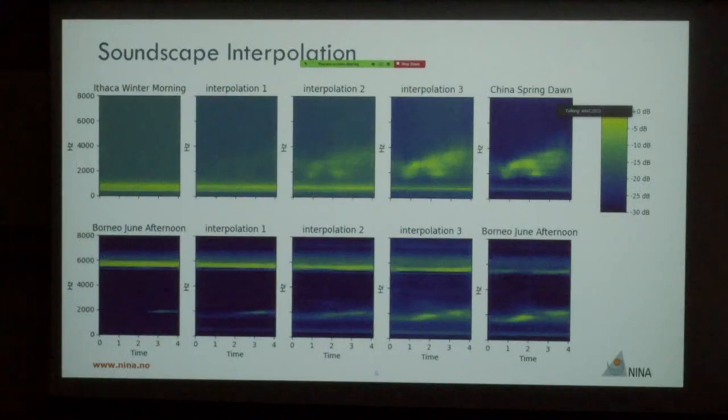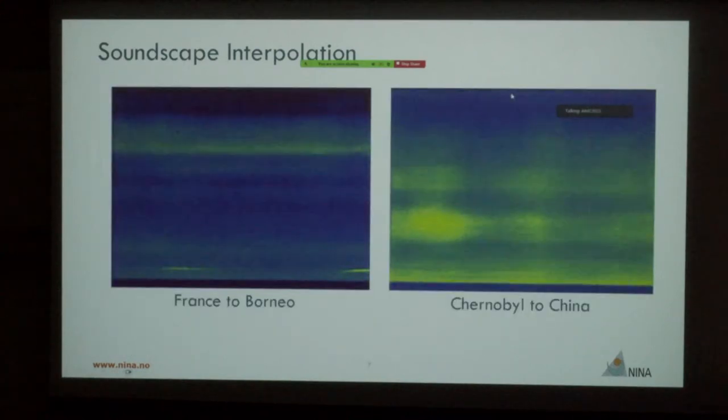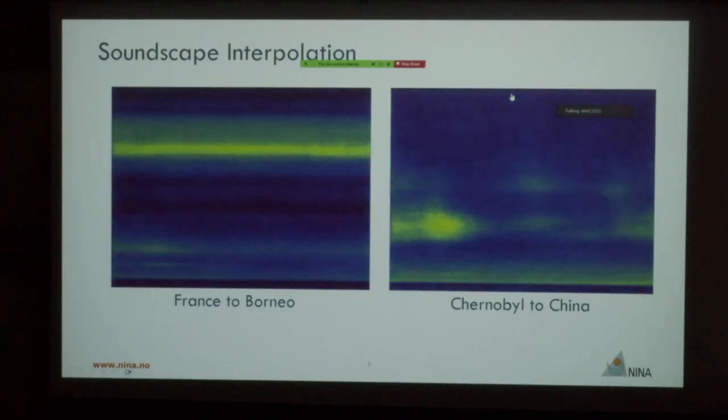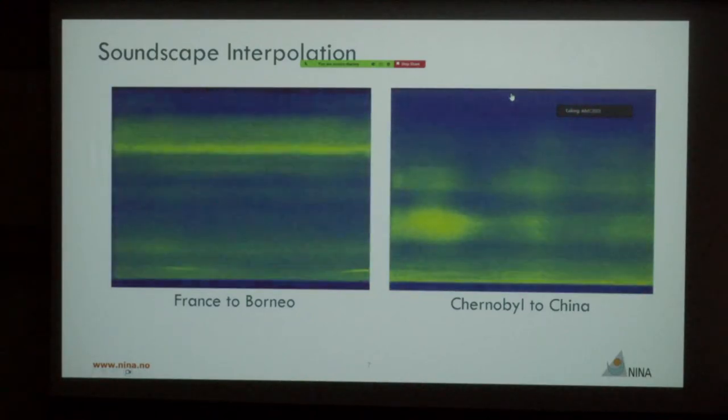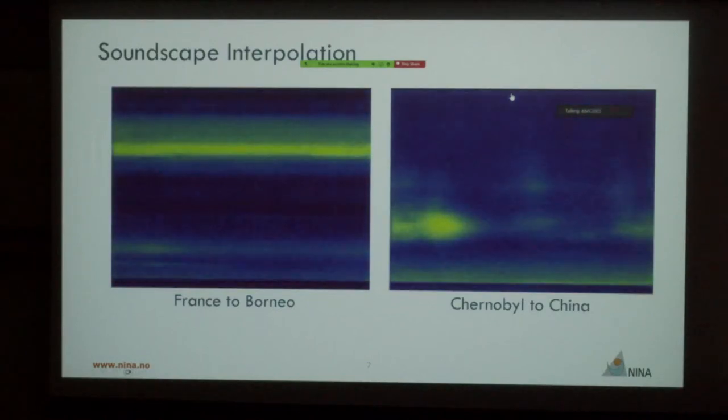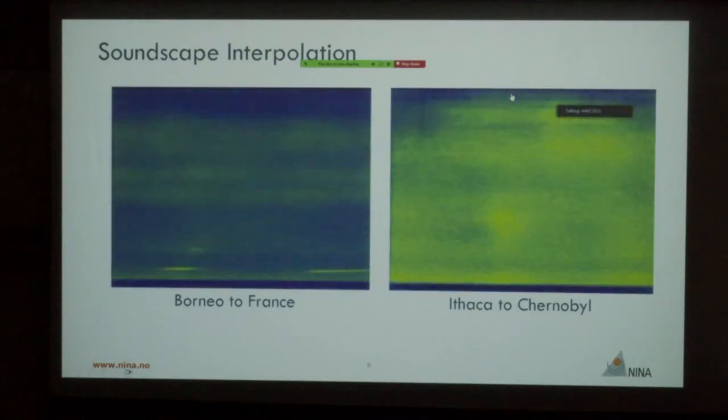But the interpolation is working and you can move between two completely different environments and generate nonlinear combinations of these environments. So here's some examples of audio in France going to Borneo and the owl calls sort of morphing into cicada calls there. And here's some other examples.